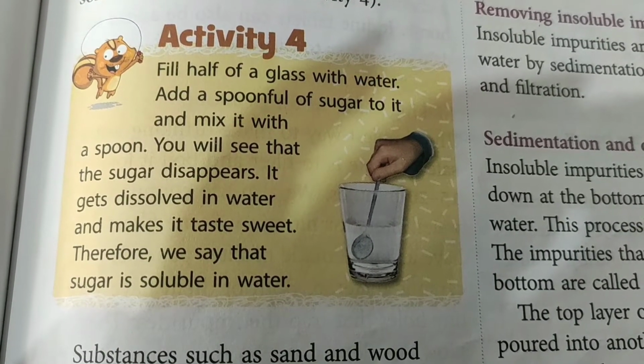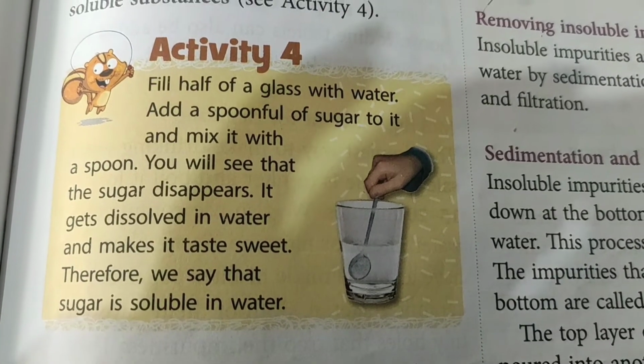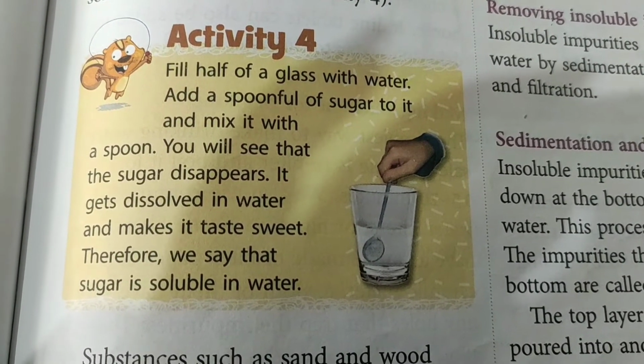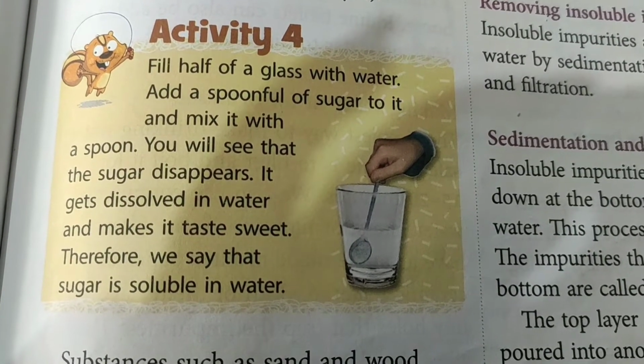Where we showed that air occupies a space, it exerts pressure, it has mass, and we also saw that oxygen is all around and it is required for burning. Now today we are going to do activity 4 and 5.